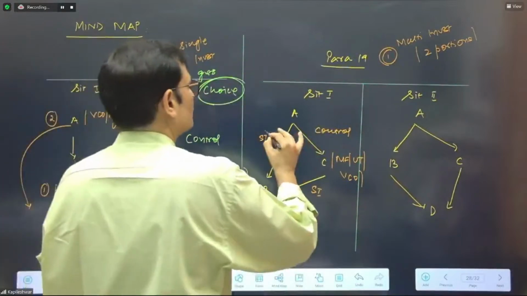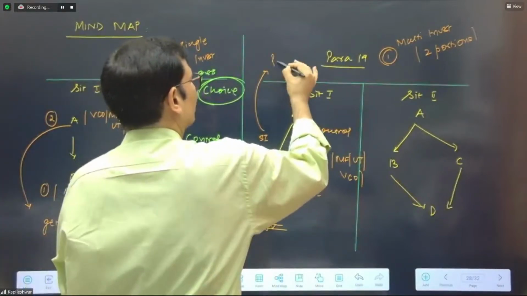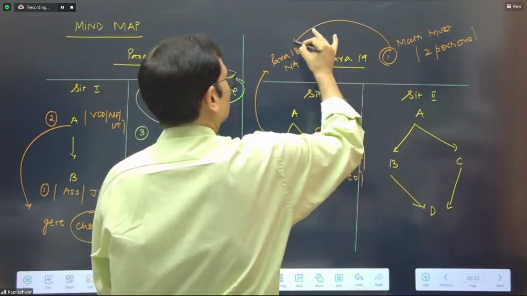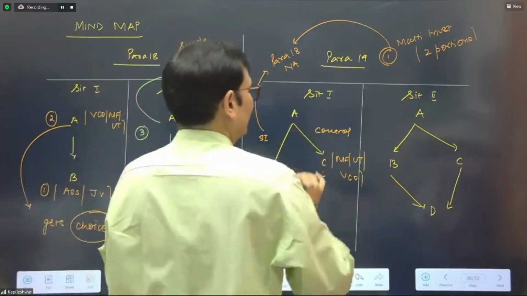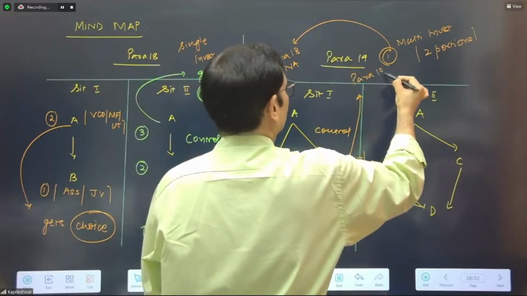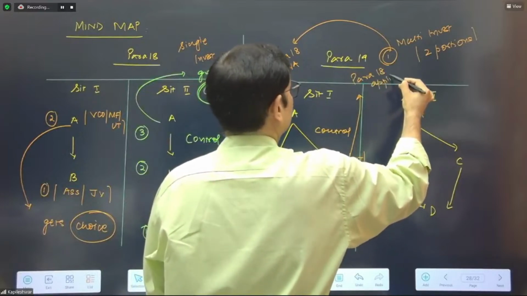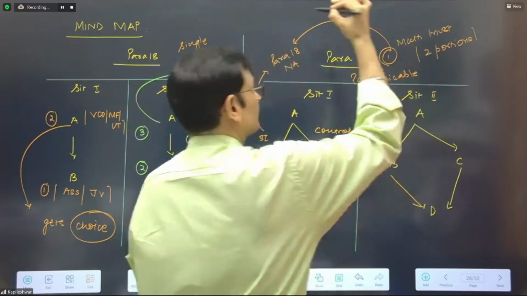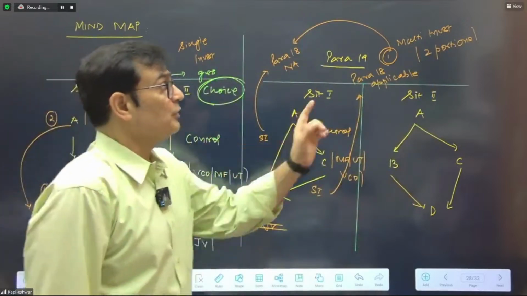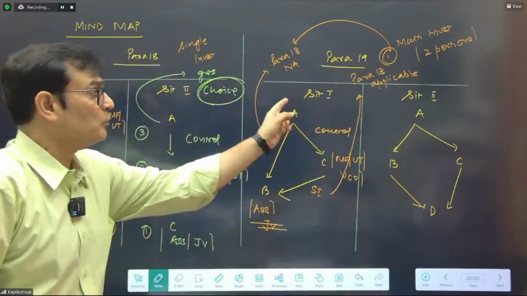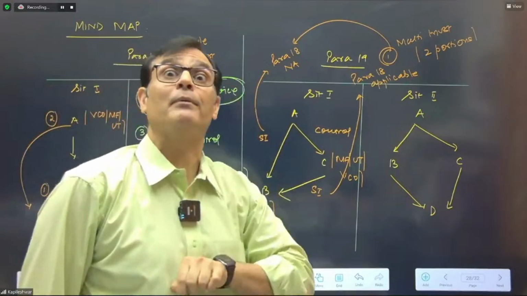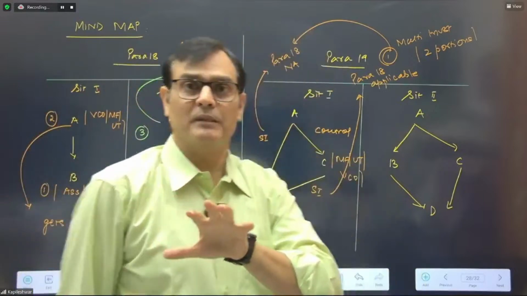And out of the 2 portions, on 1 portion para 18 is not applicable. And on the 2nd portion, para 18 is applicable. So this is what you need to see at the first instance: there are 2 portions, 1 portion to which para 18 is not applicable, another portion to which para 18 is applicable. So that is the main focus.